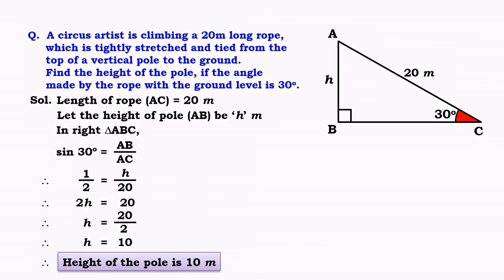Remember the method. First, identify the given angle. Next, identify the sides with respect to that angle. Then choose the correct trigonometric ratio. Here, we had the opposite side and the hypotenuse, so we used sine. And finally, we obtained the height of the pole as 10 meters.